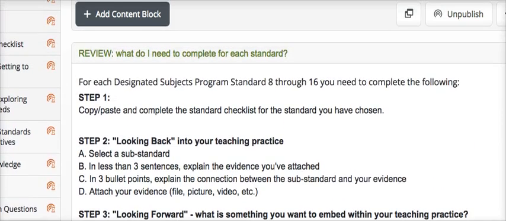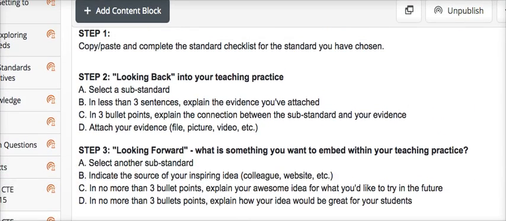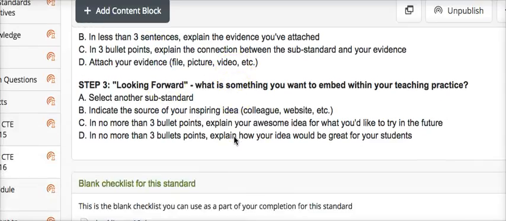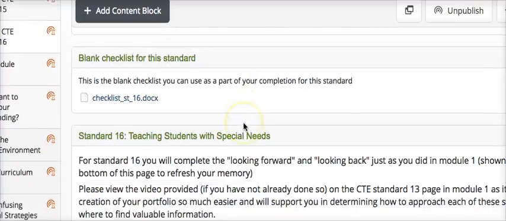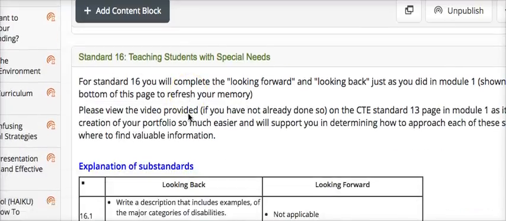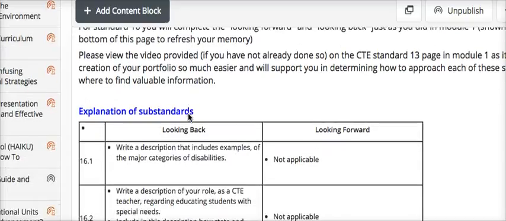So I'm on the Standard 16 page. We want to do what we did for 13 and 15, the checklist, which you've got, great. You want to do a looking back and a looking forward. So let's say there's the blank checklist. You already know that. You did that. So for Standard 16, you want to complete a looking forward and looking back just as you did in the previous module.